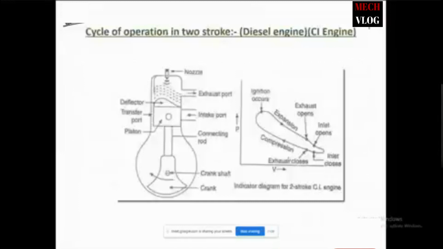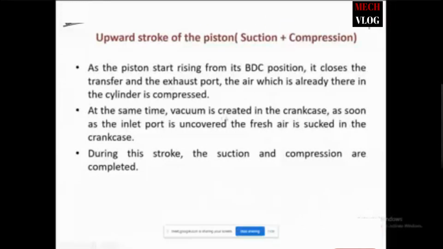At the same time, a vacuum is created in the crankcase. As soon as the inlet port is uncovered, fresh air is sucked into the crankcase. During this stroke, the suction and compression are completed. So this is all about the upstroke of the piston, that is suction plus compression. Okay.